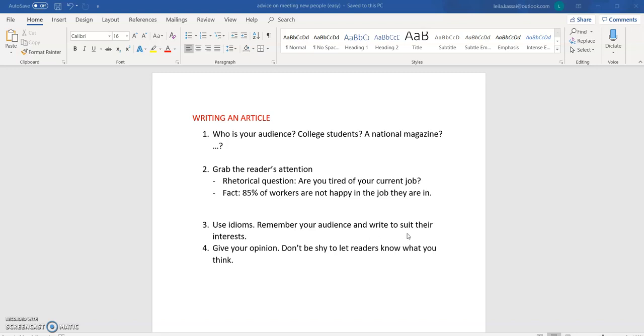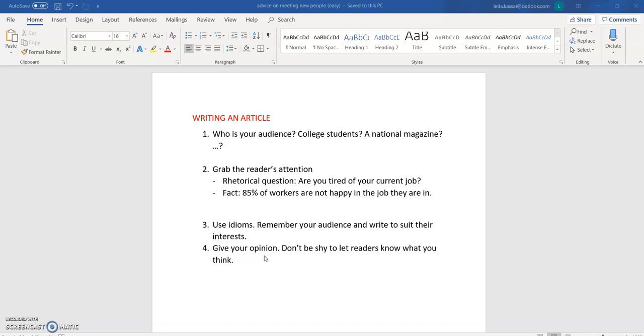We need to write to suit their interests and their level. So if you start writing using very academic English, you might lose the interest of some of your readers. Using idioms, at least you keep your readers' attention, and you're using the same type of English that your readers use in everyday conversation or everyday communication.